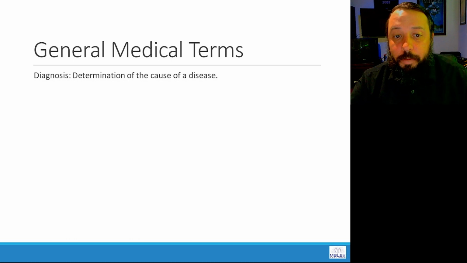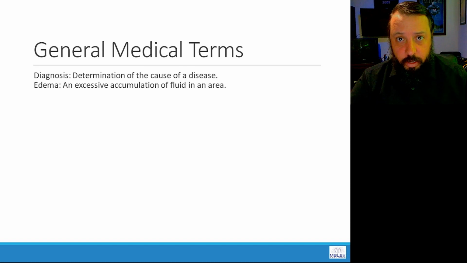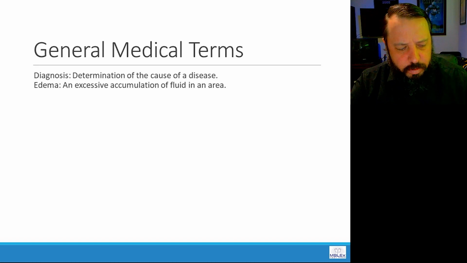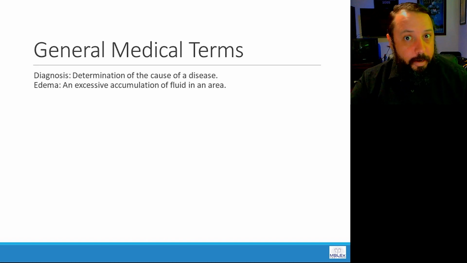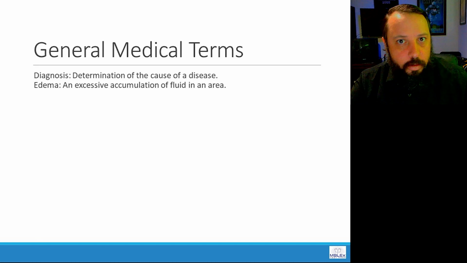Okay, edema. We kind of went over that just a little bit ago, right? Swelling is edema. So edema is an accumulation of fluid in an area. Very specific fluid though, interstitial fluid, water, lymph, as opposed to blood. So an accumulation of blood in an area is inflammation, and accumulation of other fluids like lymph or water or interstitial fluid in an area is edema.